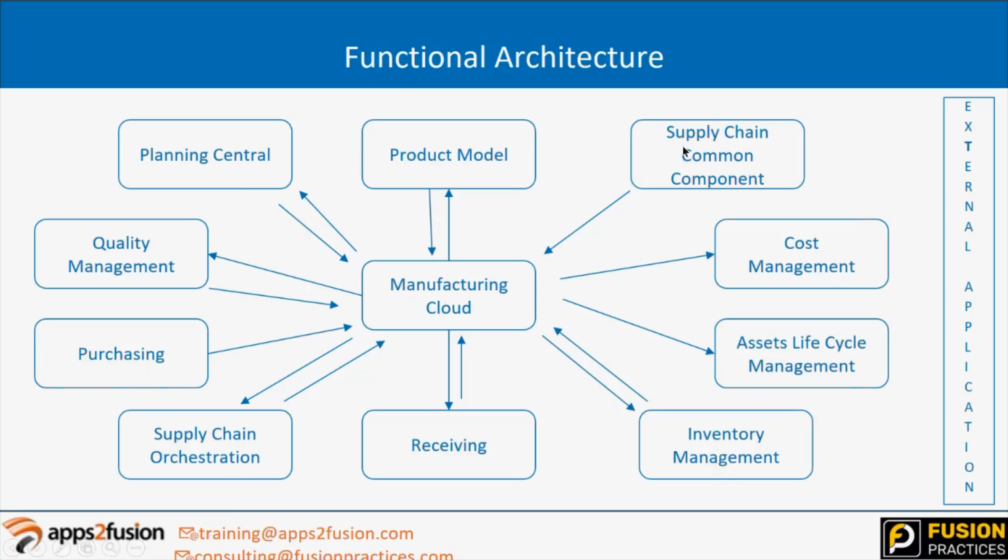Supply chain common component, this particular box here on the right, is all the common setups and definitions. For example, where do you define forecast? Is it in planning central or in supply chain common component? The forecast is defined in planning central. The common components are your plant parameters, your units of measure, your sub-inventories, your calendars, your shifts, your working hours in the plant. So these are all the common parts of supply chain which can be fed into inventory and be fed into manufacturing.